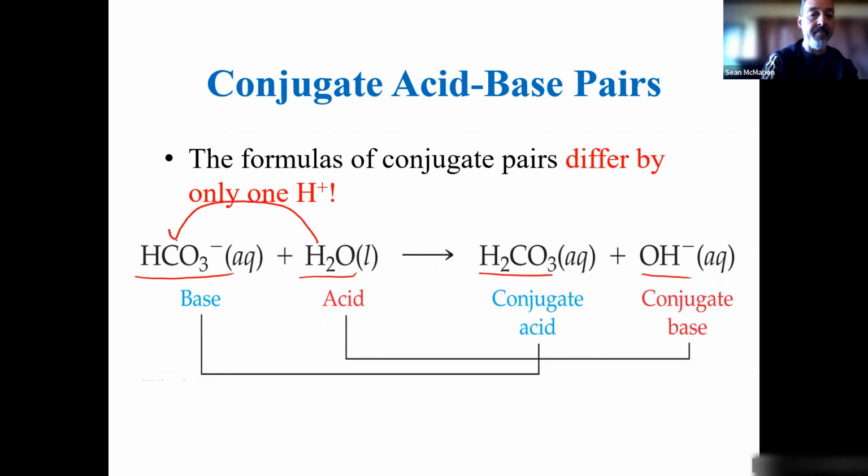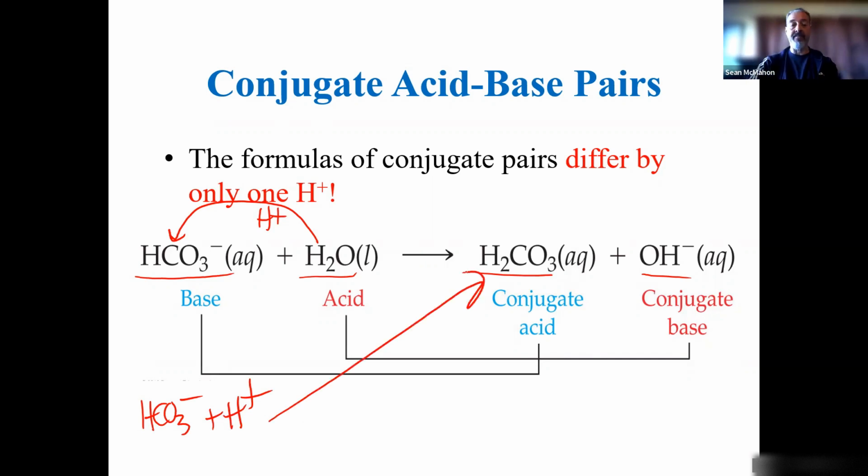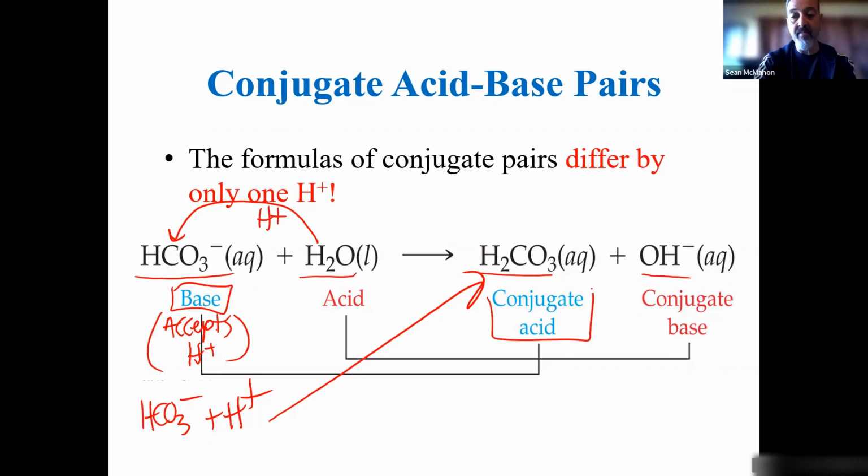The water moved a proton. So when you take HCO3 minus, which is bicarbonate, and H plus, what do you get? Carbonic acid. So the bicarbonate is the base. Why? What did it do? It accepts the H plus. It's a proton acceptor. So once it accepts the proton, it produces what? The conjugate acid.